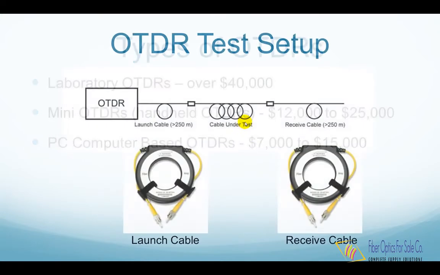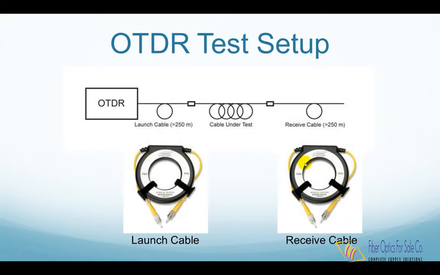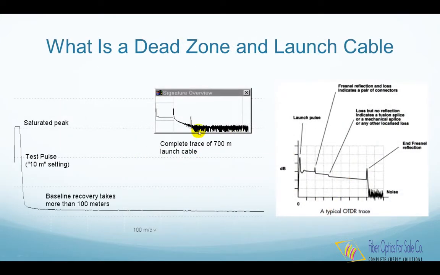Generally, OTDRs are used for testing with the launch cable and may use a receive cable. The launch cable allows the OTDR to settle down after the test pulse is sent into the fiber and provides a reference connector for the first connector on the cable to determine its loss. A receive cable may be used on the far end to allow measurements of the connector on the end of the cable. Fresnel reflections lead to an important OTDR specification known as dead zones.